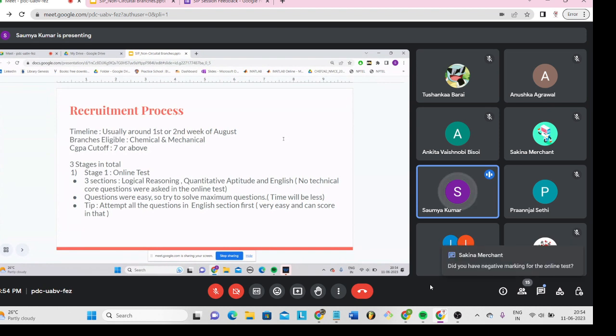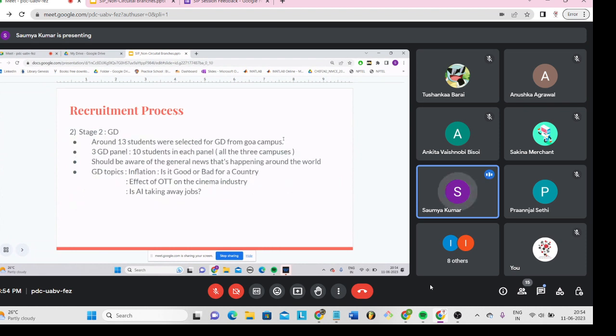Even the logical reasoning and quantitative aptitude were decent, not very hard. If you have done some tests in your 11th or 12th, you might be familiar with all of those questions, like mirror image and all. Very basic questions were asked in that.